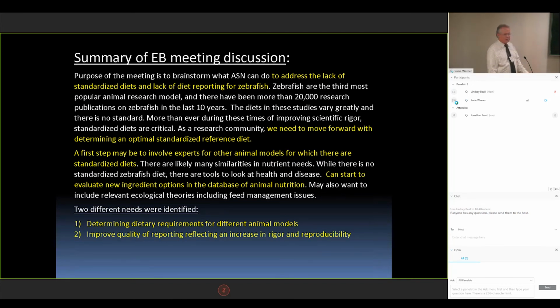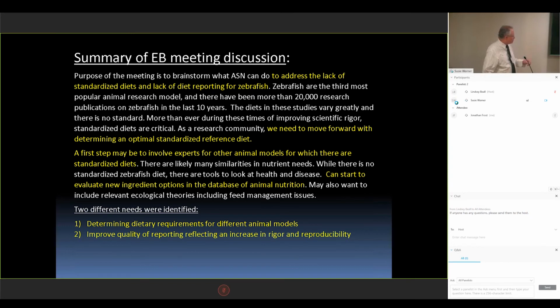Now, this obviously is a wordy slide, and I don't care that anybody reads much of any of it. But I wanted to put this up there because this is the identical page from the summary there. And some of these components are really important. We were going to address standardized diets. We need to move forward with an optimized standardized reference diet. We need to first involve experts from other diets to see what we can learn from those individuals. We need to start looking at databases that have information on animal nutrition so we can pull that together under a common umbrella. And that is exactly what this workshop is going to be doing.